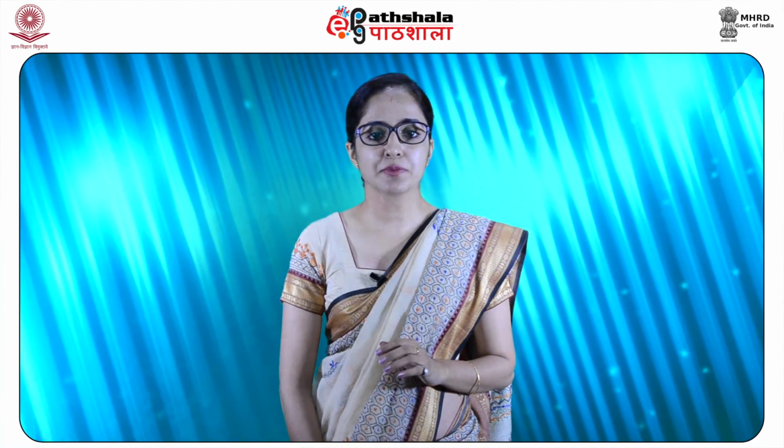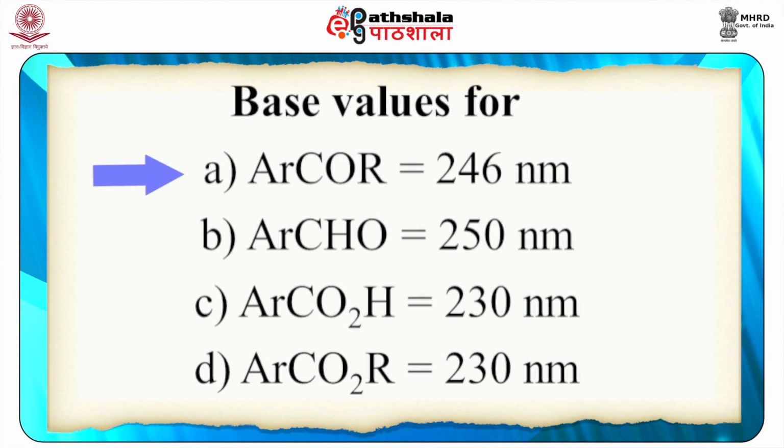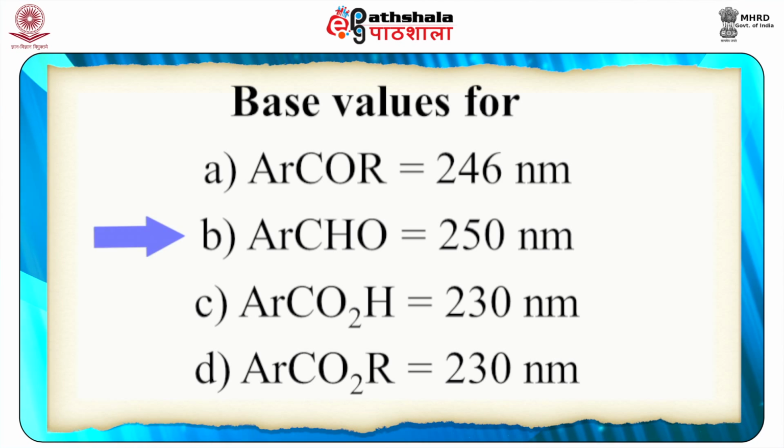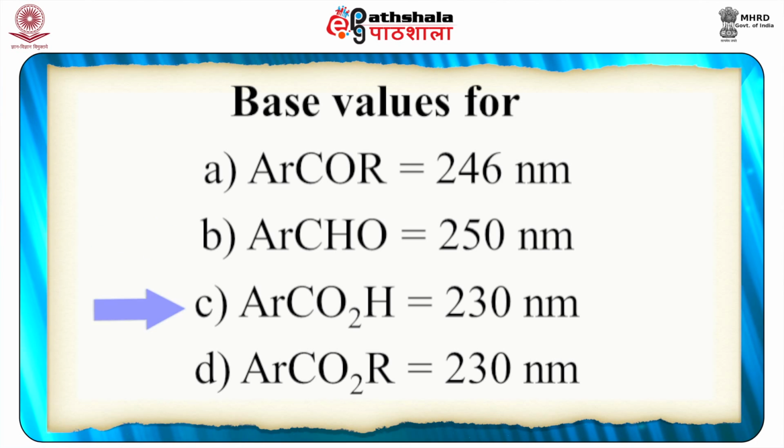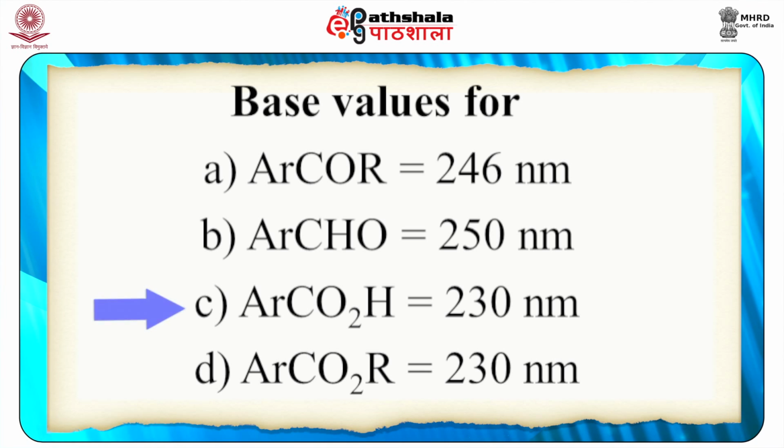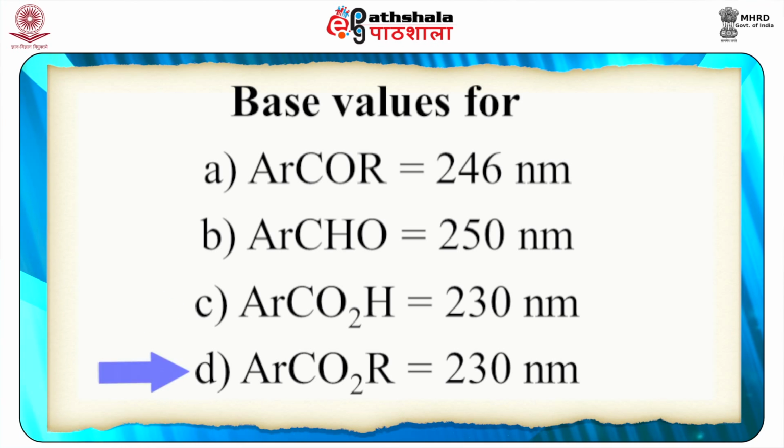Like the Woodward-Fieser rules, Scott formulated a set of rules for calculating the absorption maximum of the primary absorption band of aromatic aldehydes, ketones, carboxylic acids and esters. In the absence of steric hindrance to coplanarity, the values calculated are within plus or minus 5 nanometers of the observed value. Now, the base value for aromatic COR systems is 246 nanometers. For aromatic aldehydes, 250 nanometers, for aromatic acids 230 nanometers and for aromatic esters 230 nanometers again.